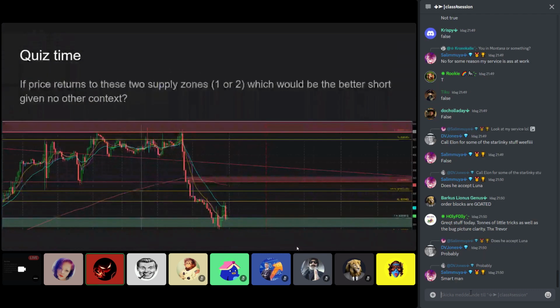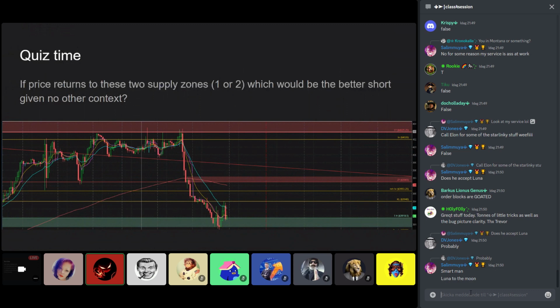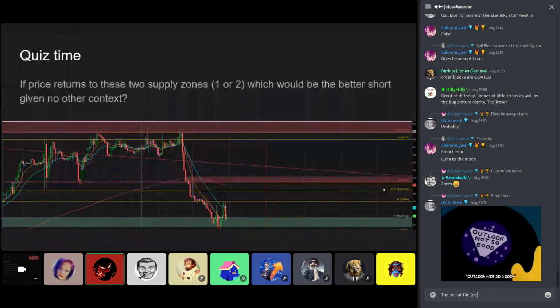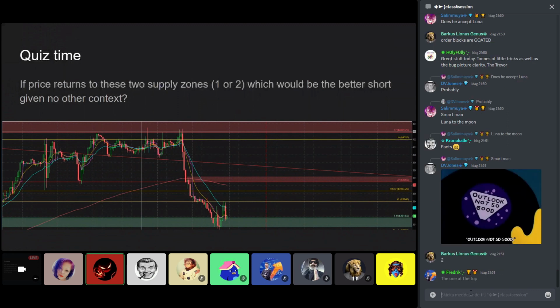Now, this might be a personal preference question, but I thought it would be good to throw in here. If price returns to one of these zones that I marked, 1 being at 4,029 off of ES and 3965 for number 2, which would be the better short given no other context other than this chart you're looking at right now?